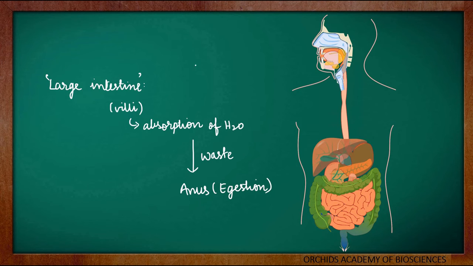So we have seen right from taking in the food from the mouth, that is ingestion, then we came to the various parts of the alimentary canal, and finally the waste product was removed from the anus. So let us once recall what we have seen in this video.